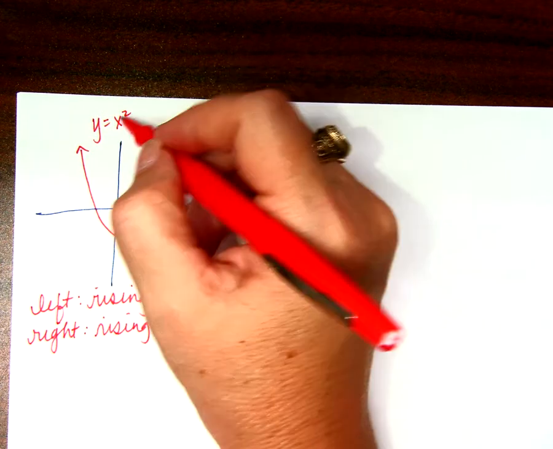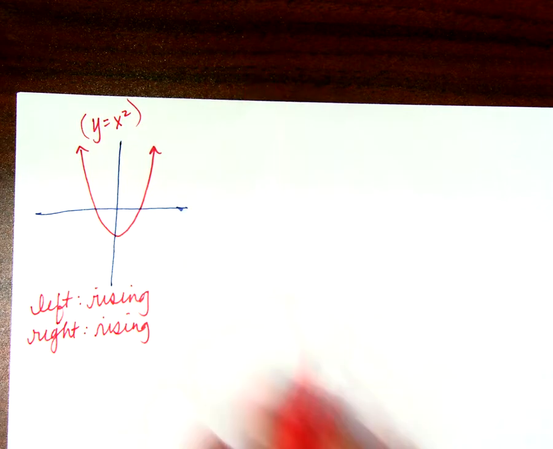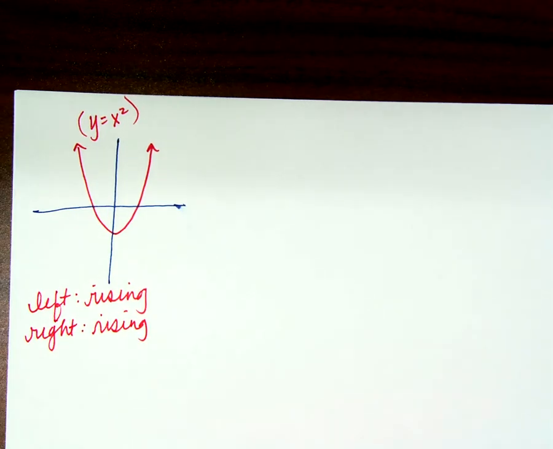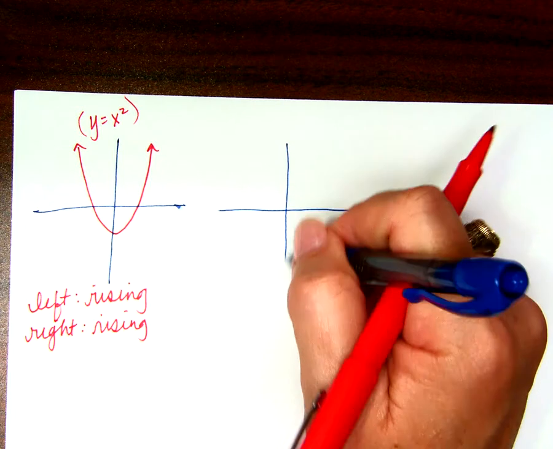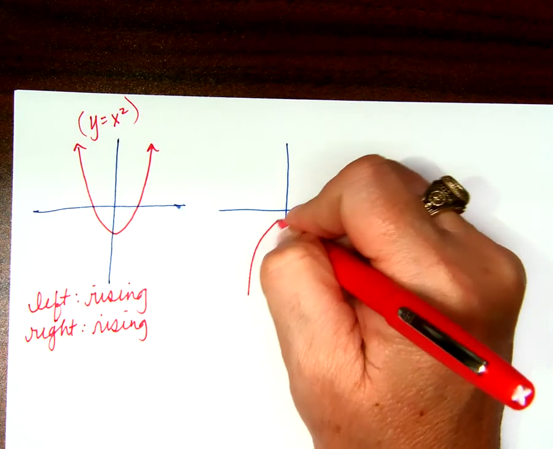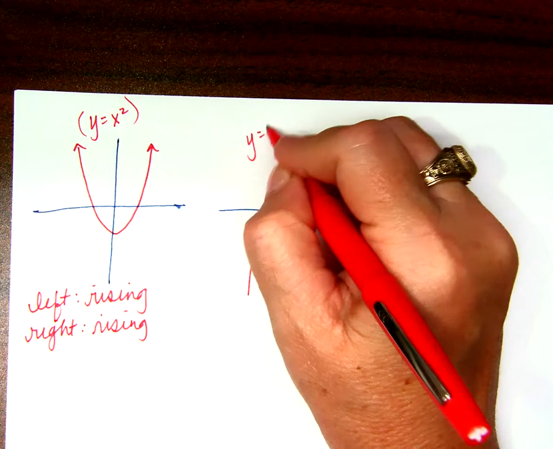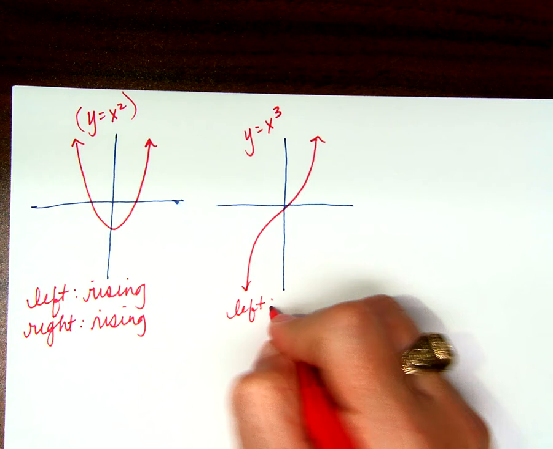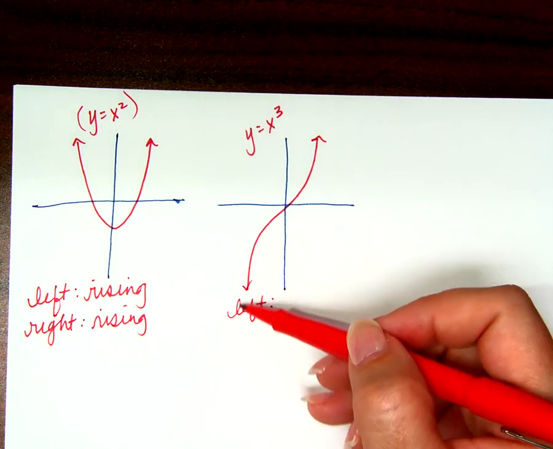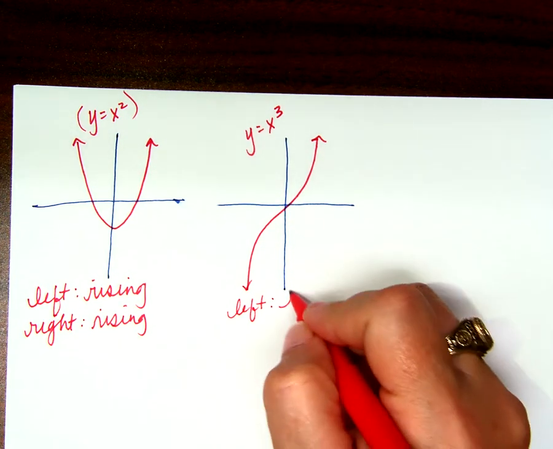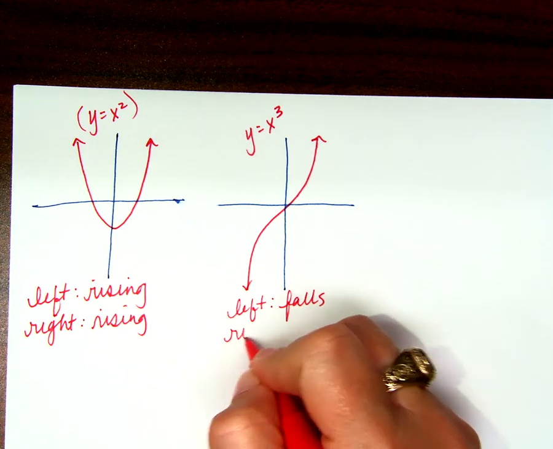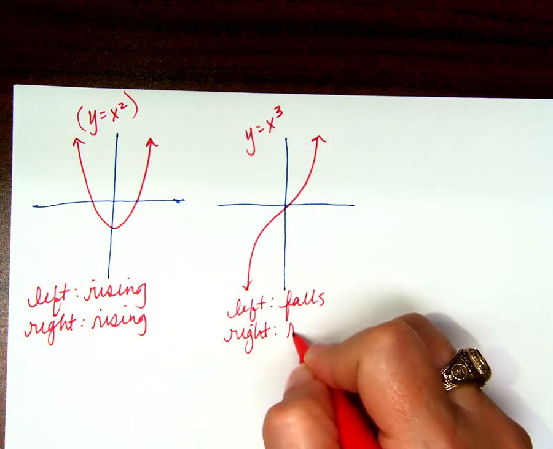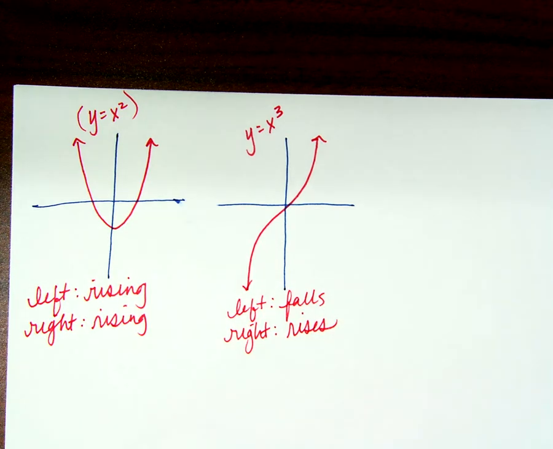Now, that's not the parent function, so it's only kind of like this because I didn't put it in the right place. Okay? But then you also have a cube curve, which looks like this. So y equals x to the third. What's happening on its left? Falling. Or it falls. What about its right? It rises, right?